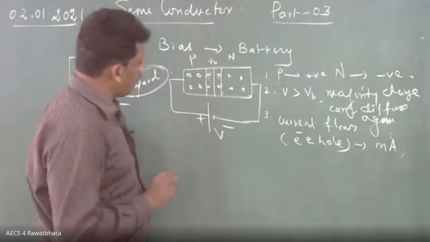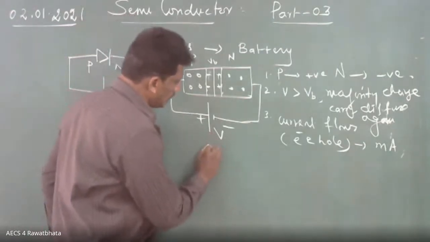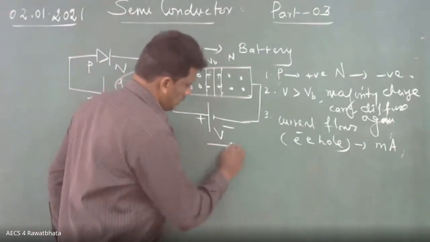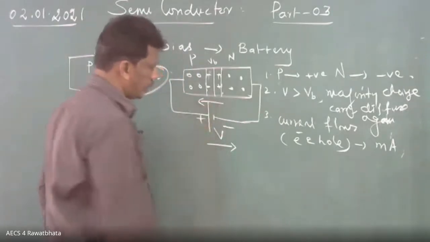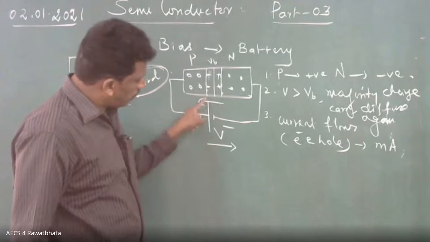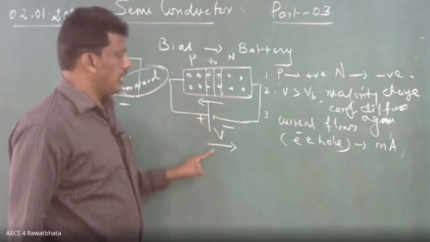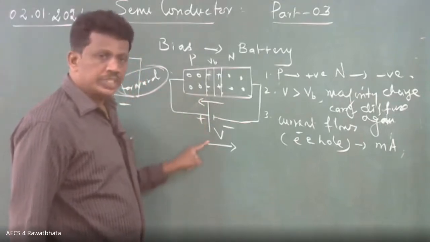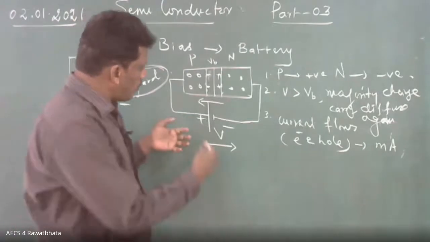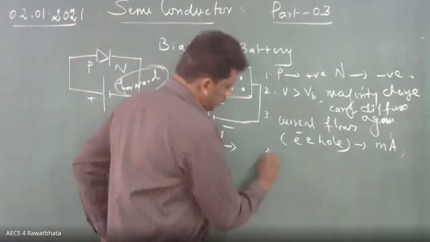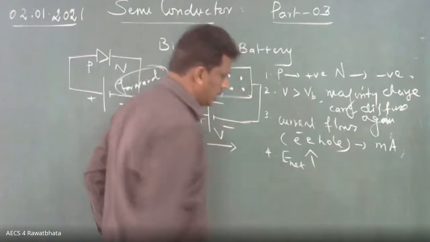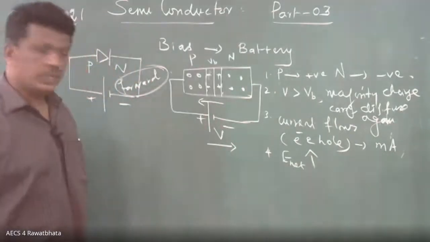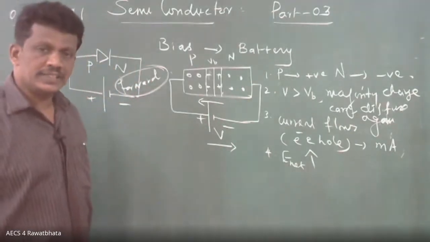Now what is happening? Suppose positive to here, this is the electric field. Here positive to negative, this is the electric field. These two electric fields are in opposite directions. That's why what will happen? The net electric field increases. Increases or decreases?